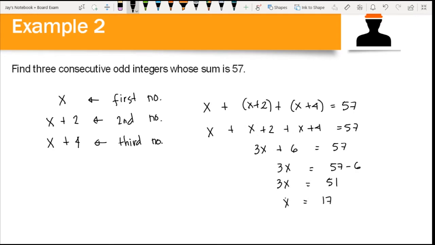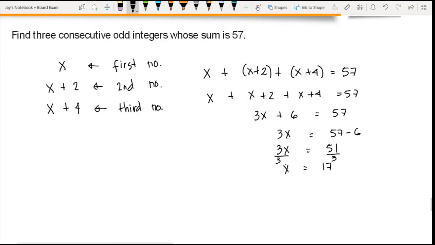So if we divide both sides by 3. Okay? So our first number would be 17. So this is our first number. Second number is x plus 2. Correct? So we have 17 plus 2. That is 19. This is our second odd number. And then our third number would be x plus 4. That means we have 21. This is our third number.